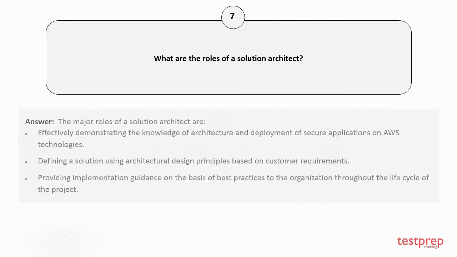Question number 7, what are the roles of a solution architect? Your answer is the major roles of a solution architect are 1. Effectively demonstrating the knowledge of architecture and deployment of secure applications on AWS technologies. 2. Defining a solution using architectural design principles based on customer requirements. 3. Providing implementation guidance on the basis of best practices to the organization, throughout the life cycle of the project.